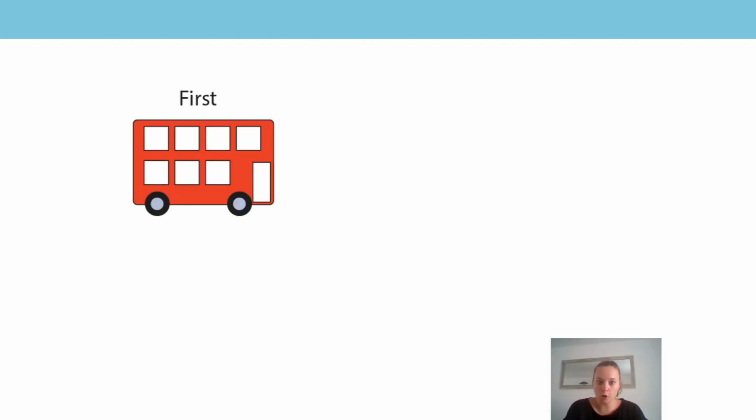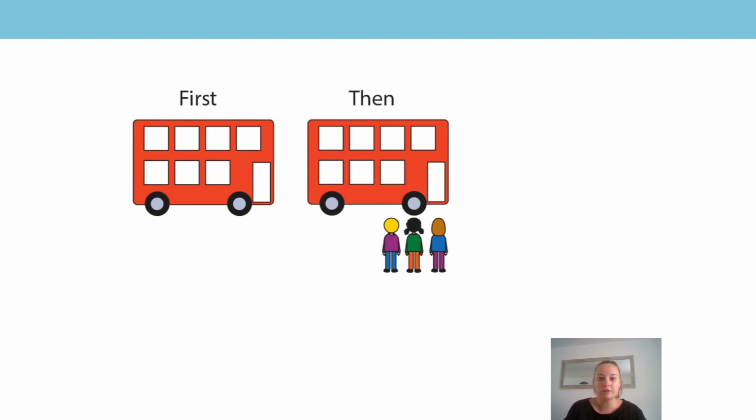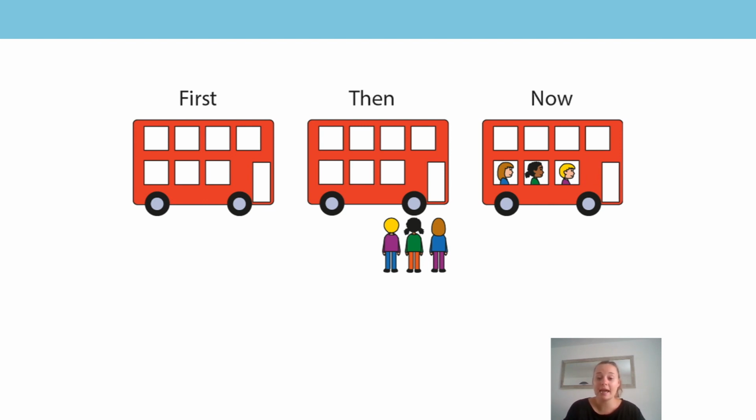Right, we've got a bus. How many people are on our bus? 0. So there's 0 people on our bus. And the bus drives along and he stops up at the bus stop. How many people are at the bus stop ready to get on our bus? Super, we've got 3 ready to get on. The bus drives off. How many are on the bus now? That's right, we've got 3 on the bus.